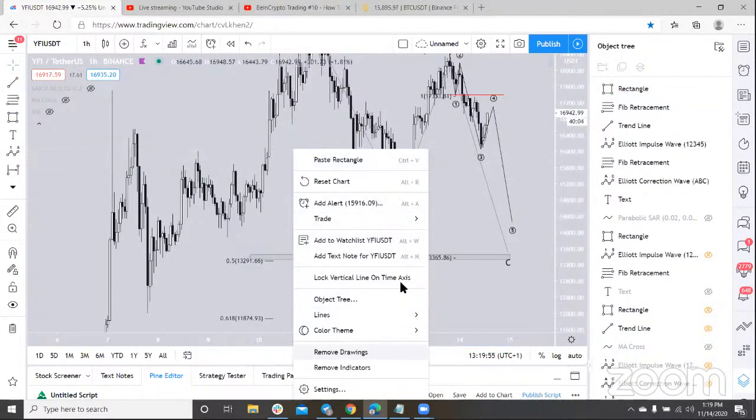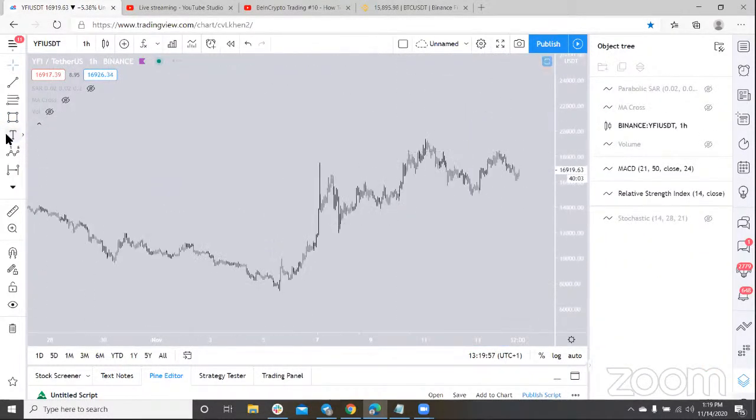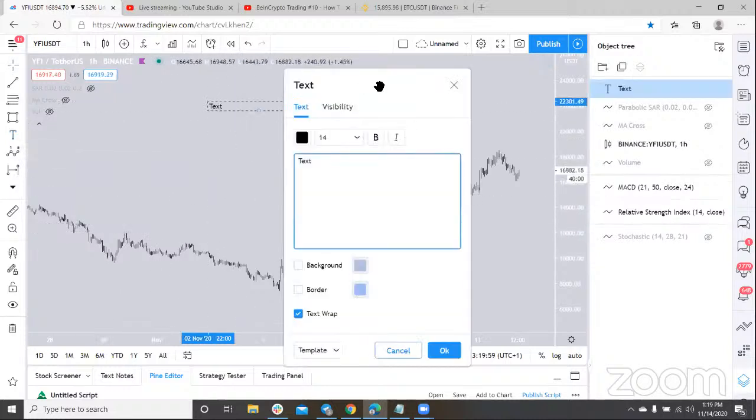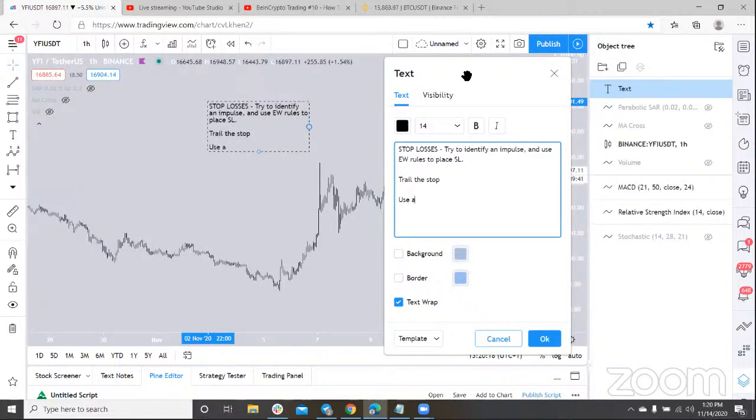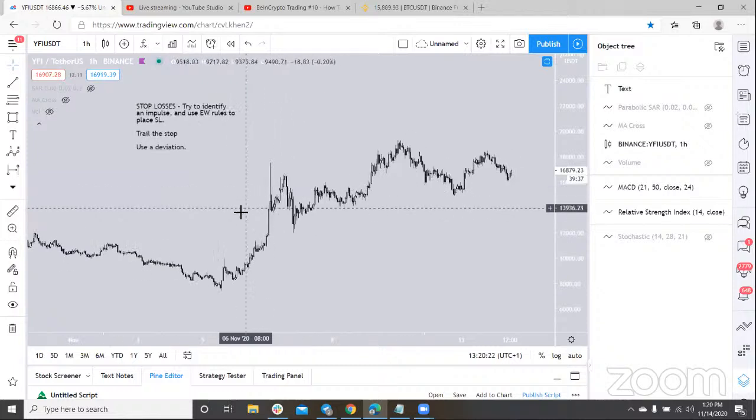Okay, so I'm just going to summarize everything quick. For stop losses, try to identify an impulse and use EW rules to place a stop loss. Trail the stop, use a deviation. By deviation, I mean a long lower wave.